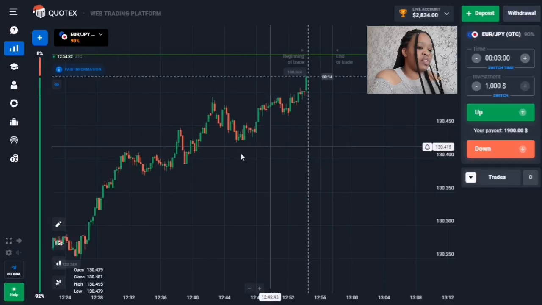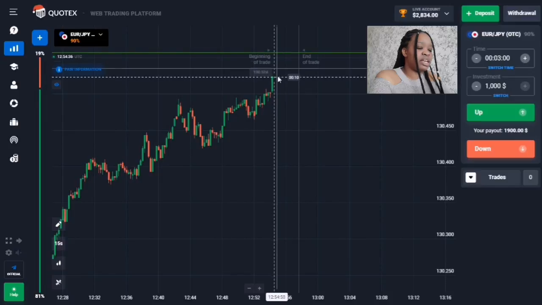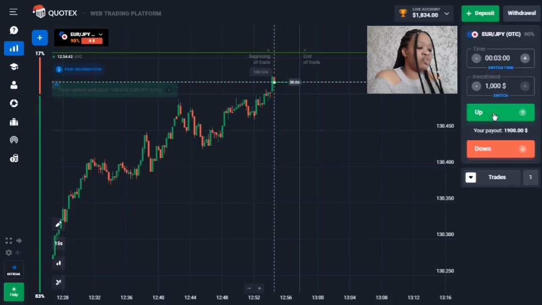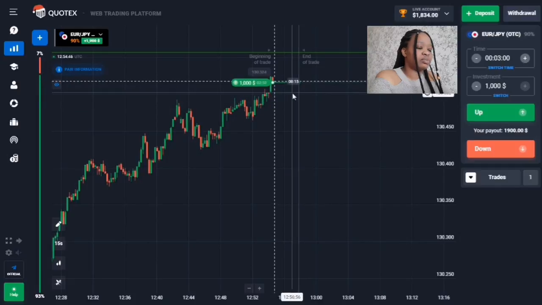So here we have a very good uptrend, and also higher there is resistance level, and I think that we should open a 3-minute trade up, because I think price will continue moving to this level. So let's check it and wait for the results and see.